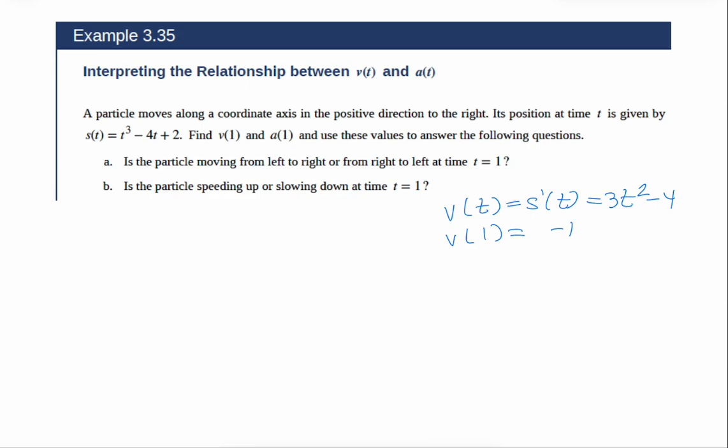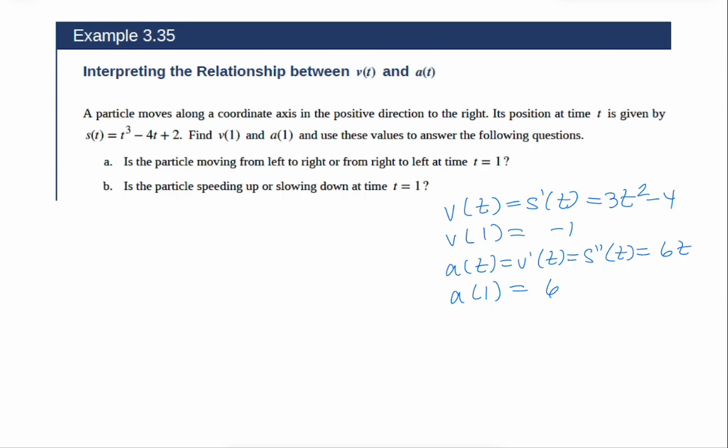Now they also asked us to find the acceleration at 1. So the acceleration function is just the first derivative of our velocity or the second derivative of our position. So in this case, just take the derivative again. So that's just going to be 6t. So that would be some unit of length per time squared. Okay, so that's our acceleration. Let's put in a value of 1. When we put 1 in there, we get 6.